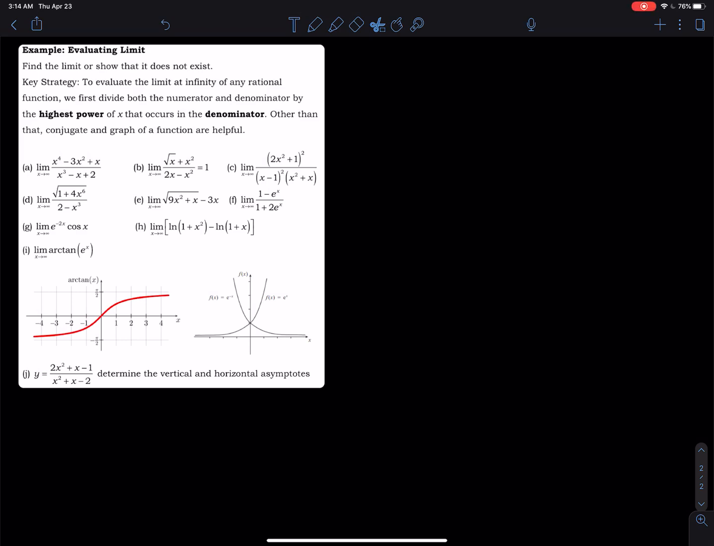In this video, we will evaluate this limit. If you know what to do, you learned that in the past, you can pause the video, solve this, and then resume the video to see how I do it. Before we start, I want to review an important concept. It's not really an important concept, it's just basic algebra.